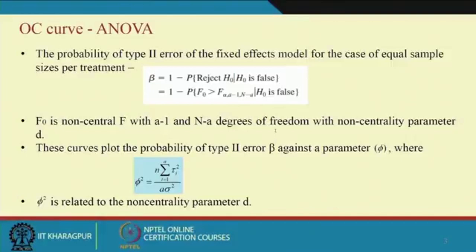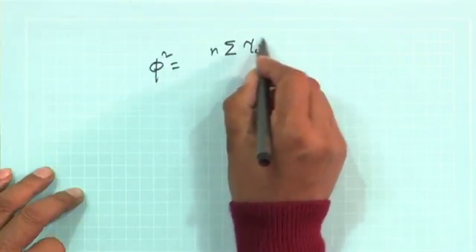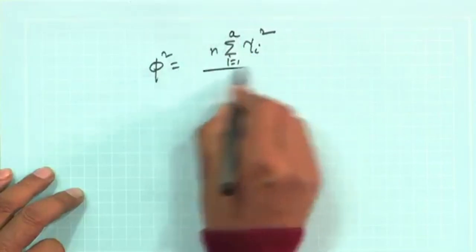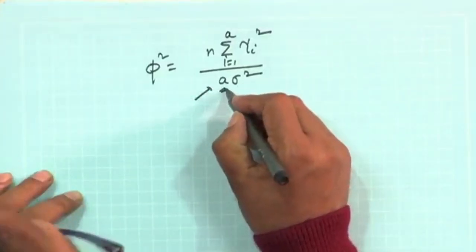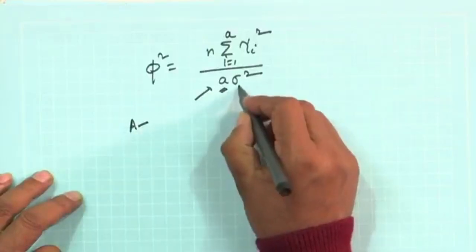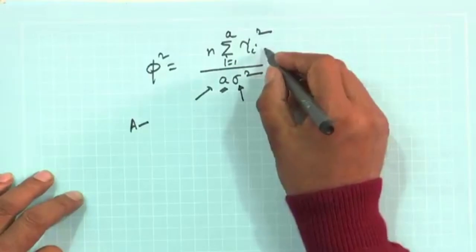This situation can be captured using a curve called type 2 error beta versus a parameter phi, where phi is defined like this: phi square equal to n times the sum of tau i square, i equal to 1 to a, divided by a sigma square. So, you know a, the number of labels the factor has. You know sigma square, the variance of the response variable, and you know tau i, the treatment effect.